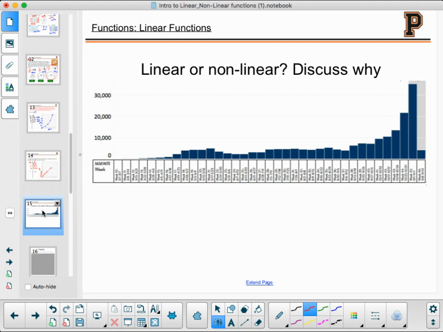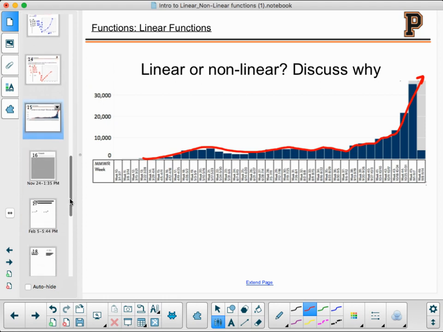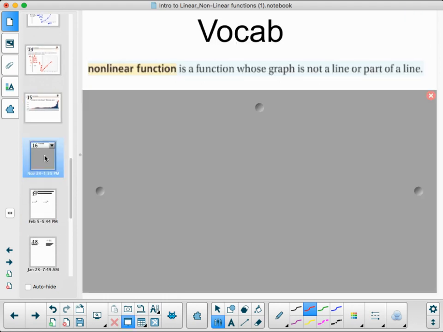This is actually from the first couple weeks of COVID, the positivity rates in a certain area. I don't remember exactly what it was. But you can see that they're not increasing consistently. You can have some upward increases, some downward, some upward, some downward, and then big spikes, right? But the fact that that change is not consistent makes this nonlinear. Right? So a nonlinear function is a function whose graph is not part of a line.